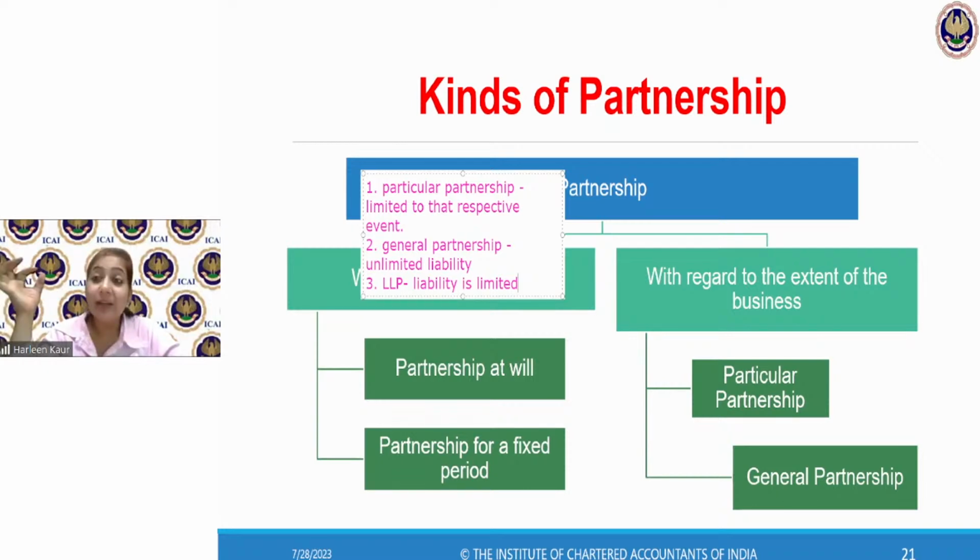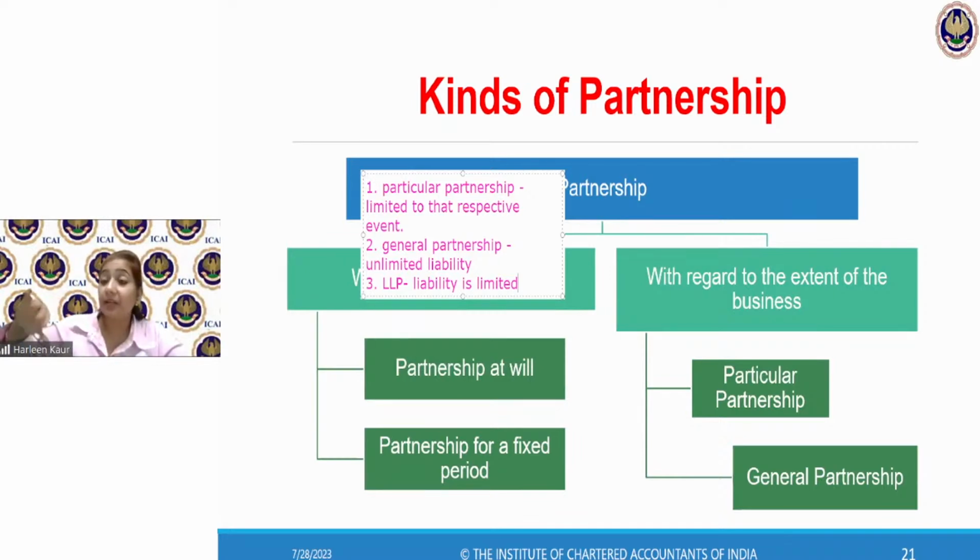The law of LLP, limited liability partnership, is based on an agreement. So we again have the flexibility of an agreement. Both the partners said, instead of forming a general partnership, let's open up an LLP. So basically there are three categories on the basis of liability: particular for the particular event, general means unlimited liability, and LLP where your liability is limited. You get the status of a company, and it is very easy to form because an agreement simply needs to be signed between the parties.